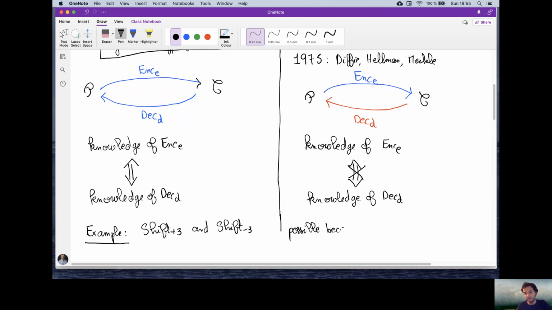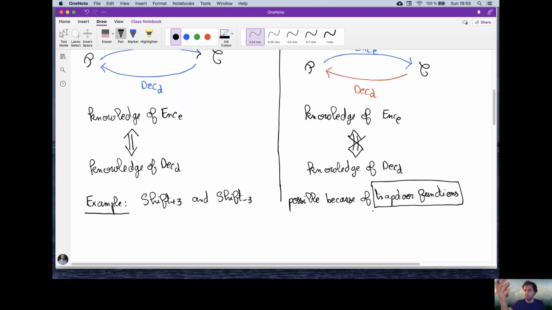It is possible because of trapdoor functions. And I'm going to give you an explicit and very simple example in a second. A trapdoor is something that you can move in one direction very easily, and yet you cannot move in the opposite direction very easily.